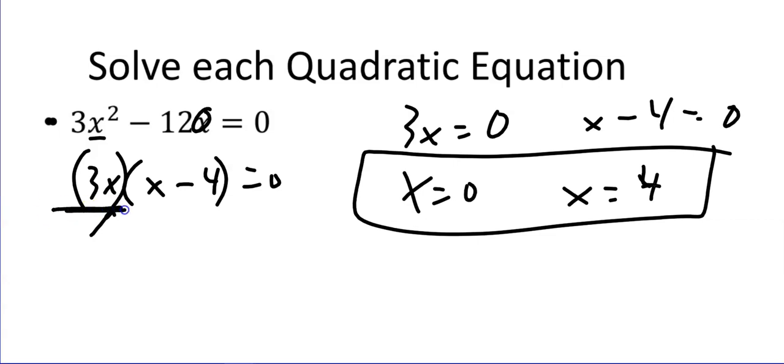So pay attention to this. If there's a letter outside the parentheses, you have to set it equal to 0. Most times people will just do this. That's the most common mistake, is to forget that other answer. But this tells you how many answers you should have.